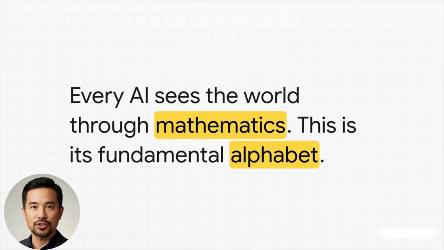You really got to wrap your head around this one thing. Every single neural network, whether it's suggesting your next song or driving a car, sees the world through mathematics. And we're not just talking about some abstract stuff for a whiteboard. This is its alphabet. It's the fundamental way it reads, learns, and ultimately understands our world.